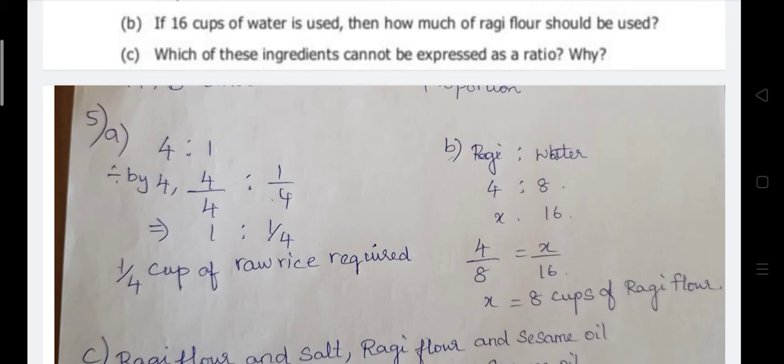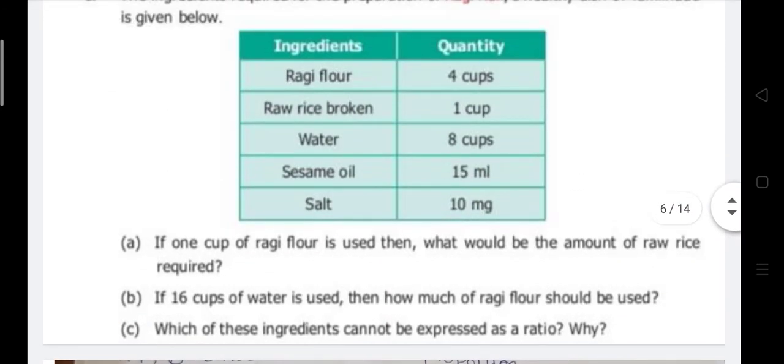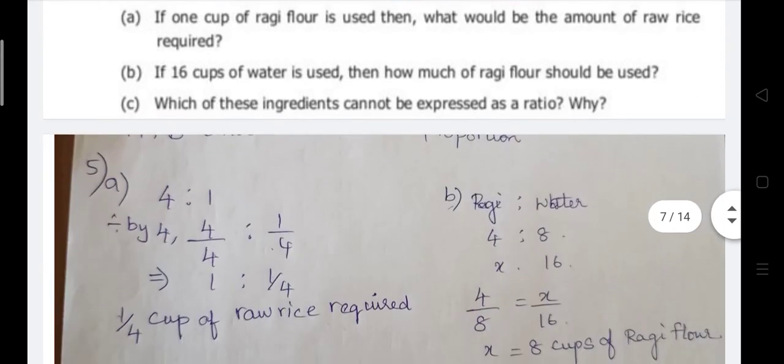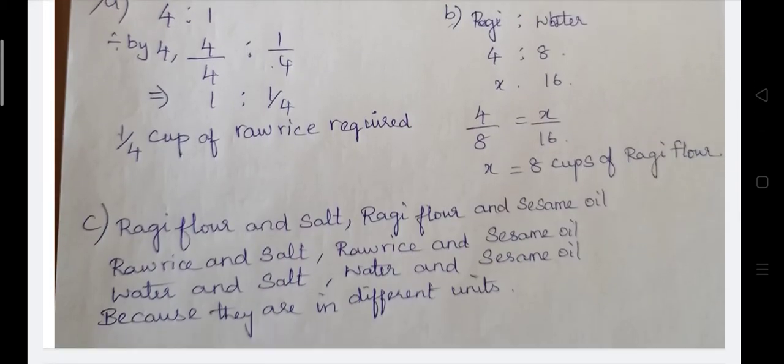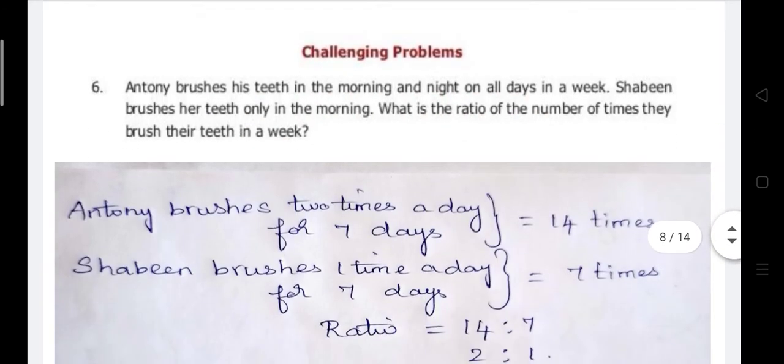Each of these ingredients cannot be expressed as a ratio. Why? Ragi flour and salt, you can't write this in ratio form because the unit is cup for flour, oil is in ml and salt is in mg. So you can't represent them in ratio form. The same way ragi flour and sesame oil, ragi flour and salt, raw rice and salt, raw rice and sesame oil, water and salt, and water and sesame oil, because they are in different units, you can't express them in ratio form.